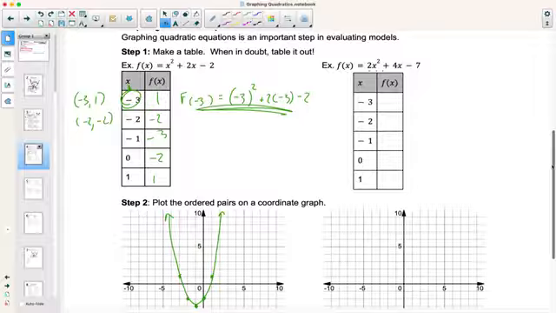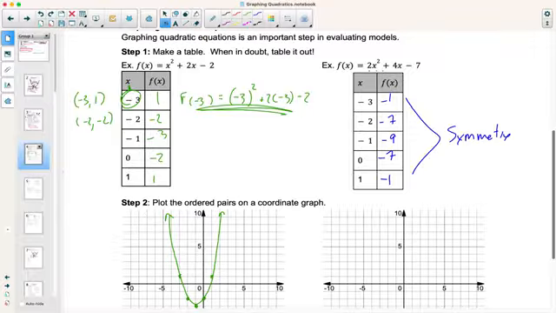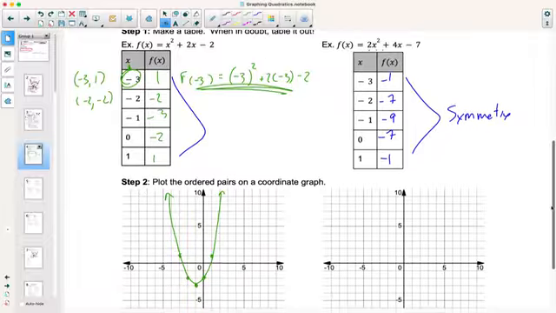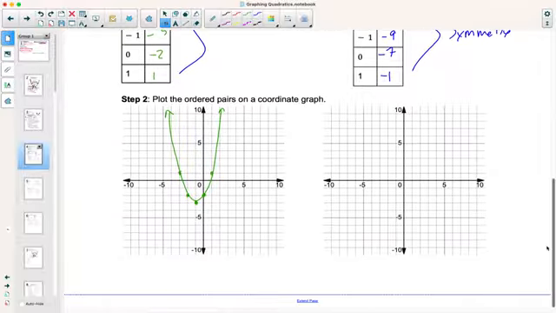Different problem. If you haven't paused the video before to do it on your own, probably do it now. Because you eventually should get negative 1, negative 7, negative 9, negative 7, and negative 1. Do you see the symmetry here? There should always be some kind of symmetry. You can see it here as well. Okay? It's symmetrical because the shape itself, the parabola, is symmetrical.